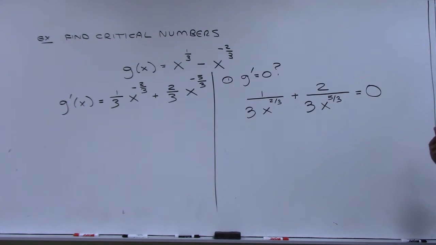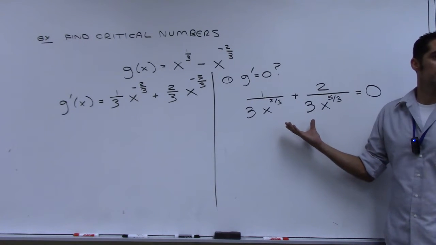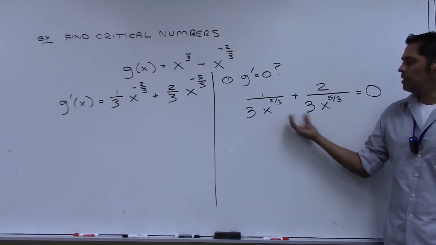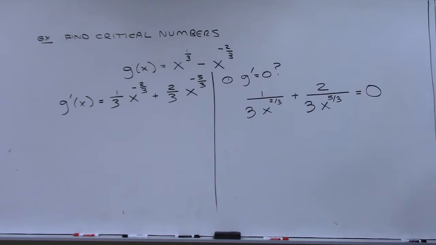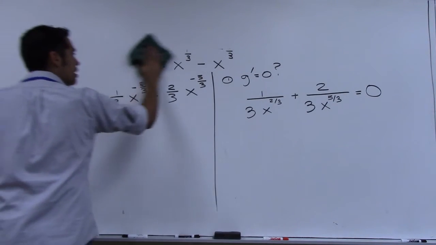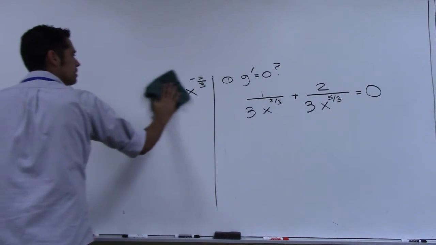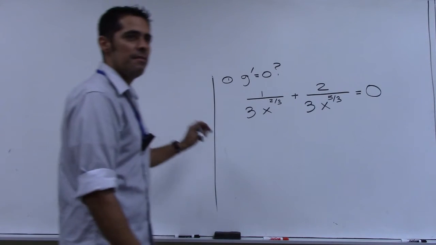I'll just show you how I'm going to do it, and then if you have a different way, that's okay, as long as we get to the same thing. I'm going to combine these into a single fraction, so I'm going to get a common denominator. Put these two together. So what would the common denominator be? 3x to the 5/3. Common denominator would be 3x to the 5/3.